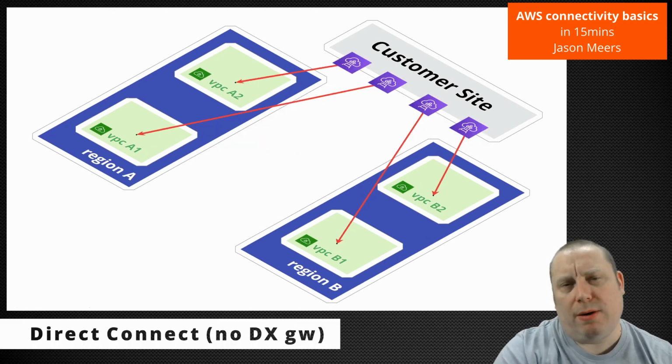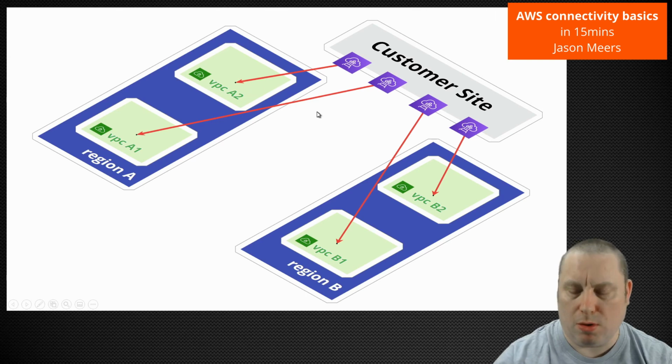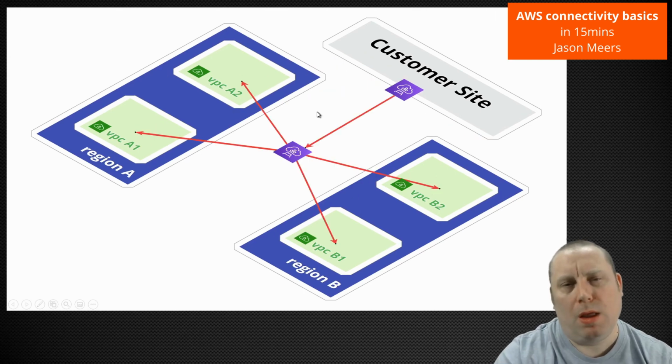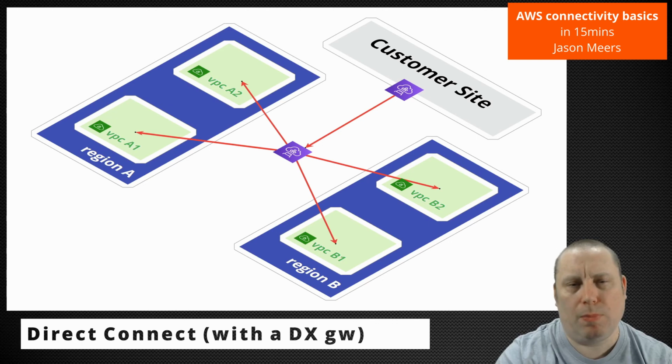We then talked about Direct Connect, and again, multiple individual connections into each VPC. Notice there is no internet here. This is a private connection. We don't go over the internet for it. We then talked about Direct Connect with a Direct Connect gateway that starts to give you this hub and spoke topology for connecting things together to simplify it.